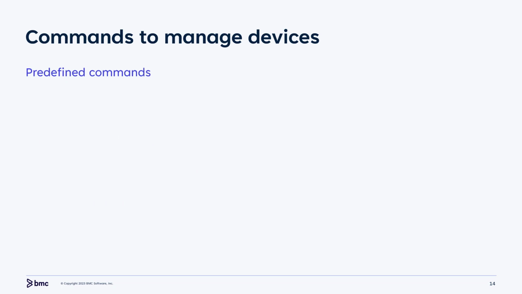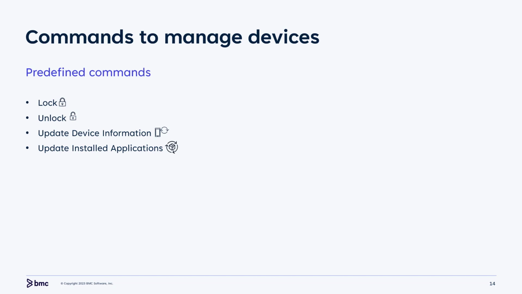Commands to manage devices. Mobile device management offers several commands for managing mobile devices effectively. Secure the device remotely by locking it, preventing unauthorized access. Remove the lock from the device to allow access. Refresh or modify the device's information stored in the management system. Manage and update the list of applications installed on the device. Ensure the device's security measures are up to date by updating security information and protocols.